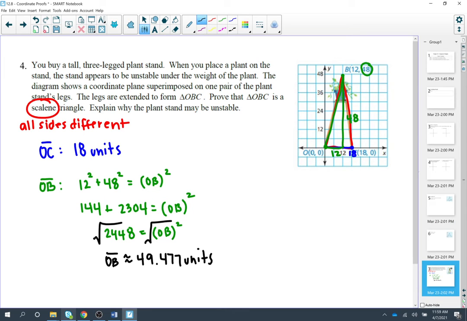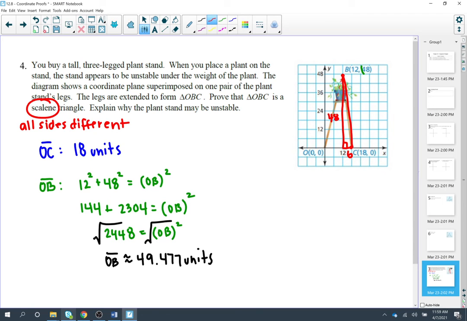Okay, so far we're trying to prove it's scalene, which means all side lengths have to be different. So far we're doing a pretty good job because the first one is 18 and the second one is roughly 49. So the last side length we have to find is from B to C. I'm going to do the same idea. I'm going to drop this down, drop that over, make a right triangle. Here I'm at 12 over to 18, so I know this is 6. And then the whole way up, this is still 48.